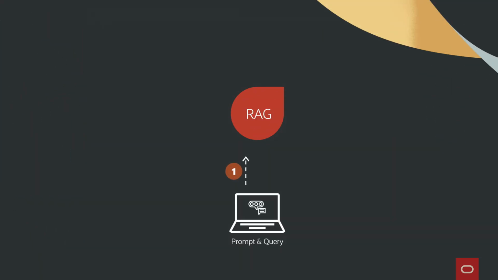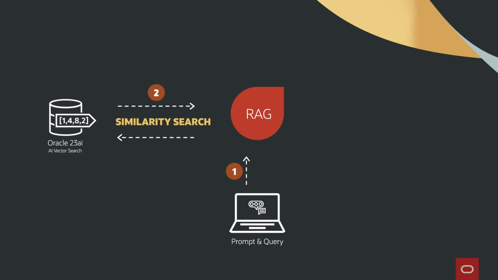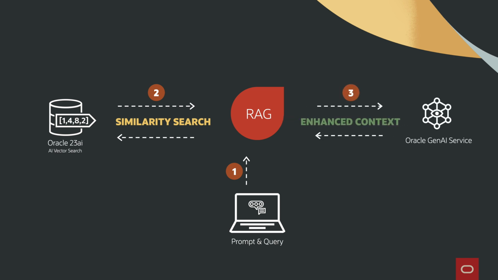Here's how it works. When a user asks a question, the system retrieves the most relevant documents or data points using vector searches. Then it uses generative AI to craft a coherent, contextually accurate response. This makes the chatbot highly effective and precise.